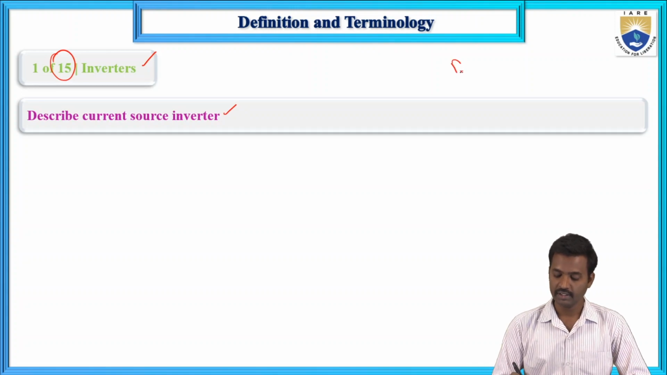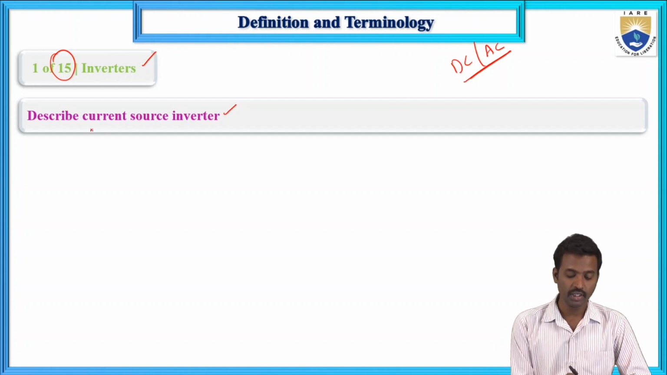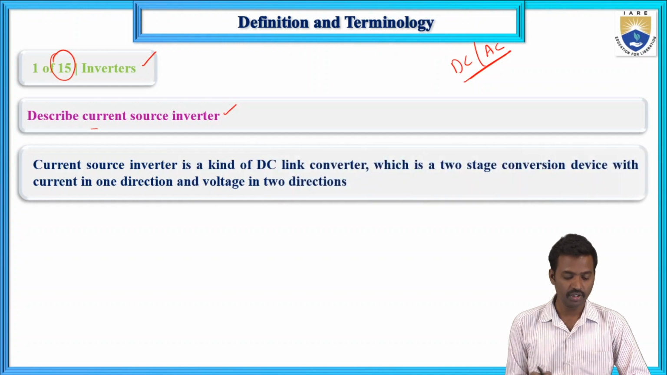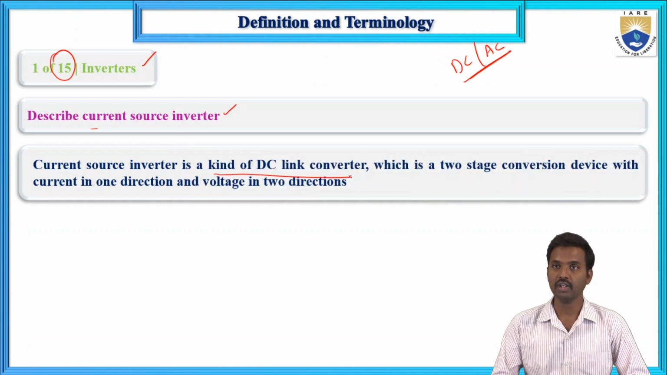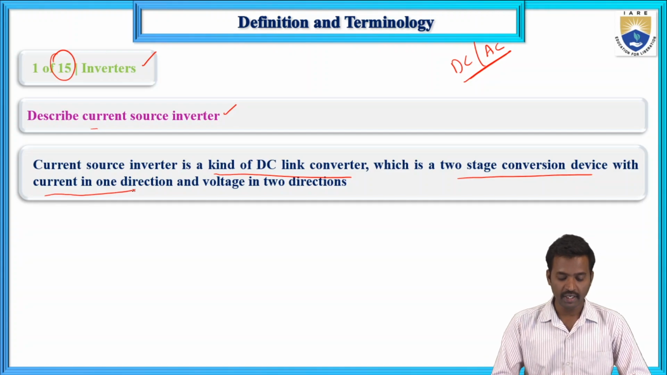An inverter is a DC to AC converter, which converts direct current to alternating current. Here there are two types of inverters, current source inverter and voltage source inverter. If you see the definition for current source inverter, it is a kind of DC link converter, a two-stage conversion device with current in one direction and voltage in two directions.